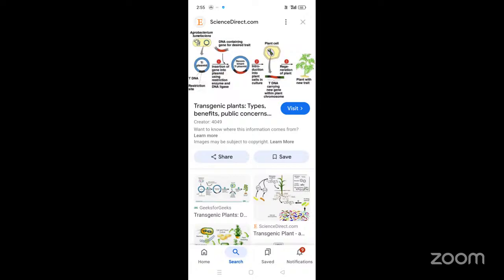Okay, these are the plant tissue culture and genetic engineering. The total syllabus is over. According to our annual examination point of view, 80 marks is there. Eight short question. Remaining is the long questions. Okay.